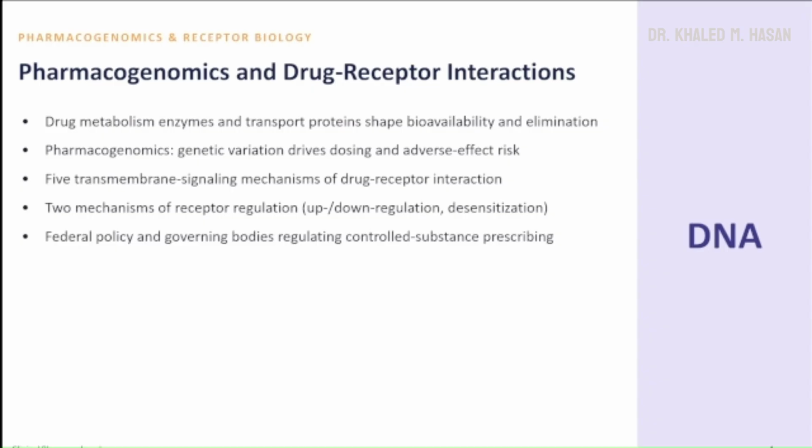Regarding pharmacogenomic, here we talk about drug metabolism and transport protein that shape the bioavailability and elimination. We are going to speak about genetic variation that determines the dose and risk of adverse effect. Then we are going to speak about the drug receptor interaction, mechanism of action of regulation, receptor regulation, about up and down regulation. Also, we are going to discuss the policy and regulation of controlled substance prescribing.